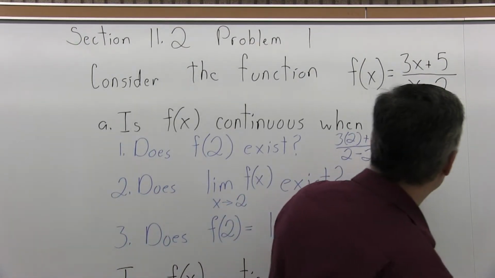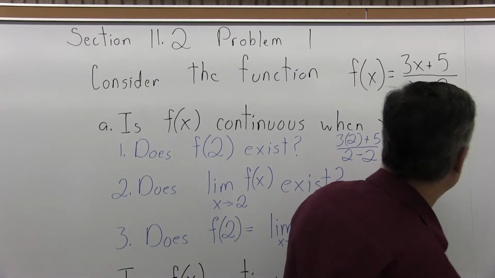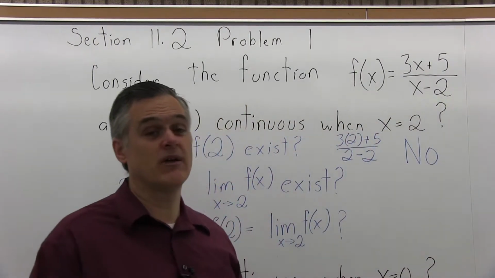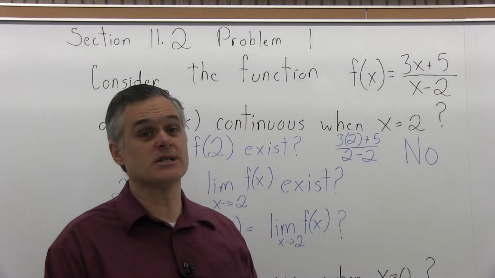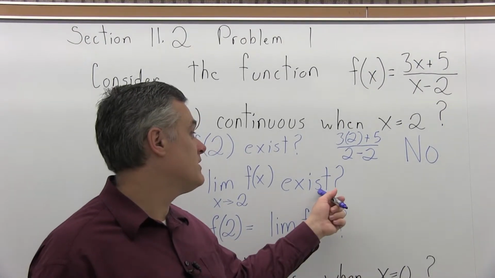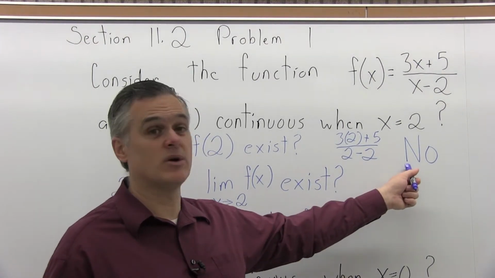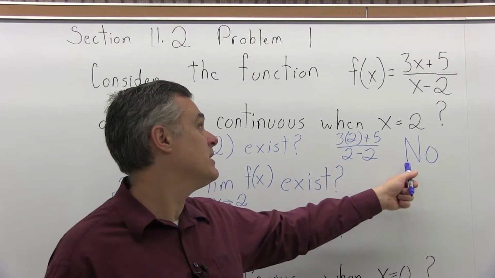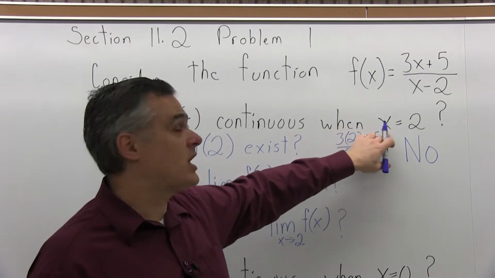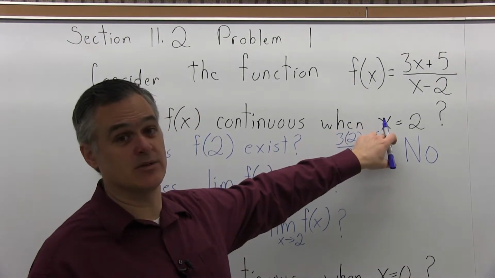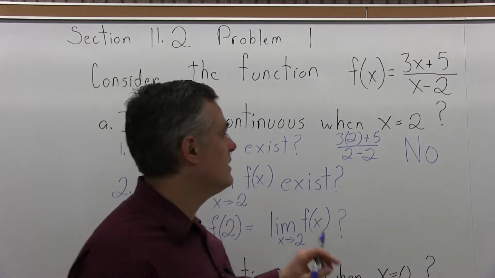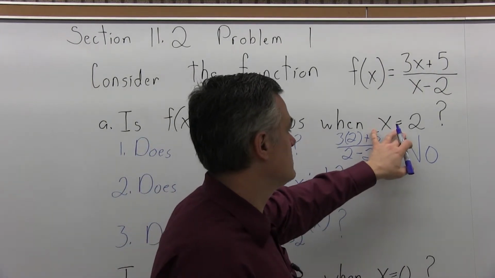So the answer to question number 1 is no. F of 2 does not exist. Now, even though we could find the value of the limit, because I have a no on the first question, I can just stop, and it is not continuous at x equals 2. So part A, the answer is not continuous.